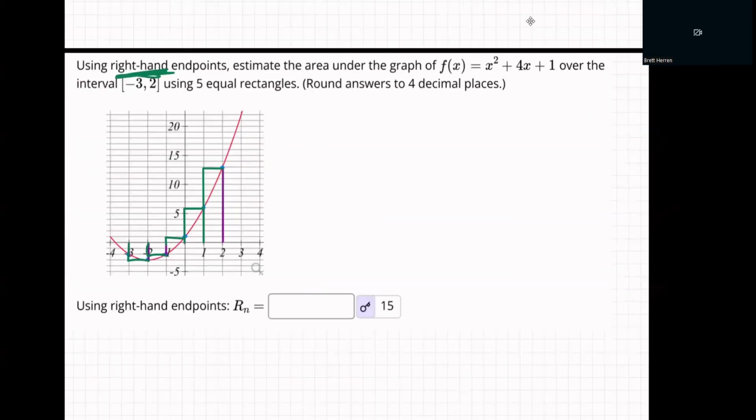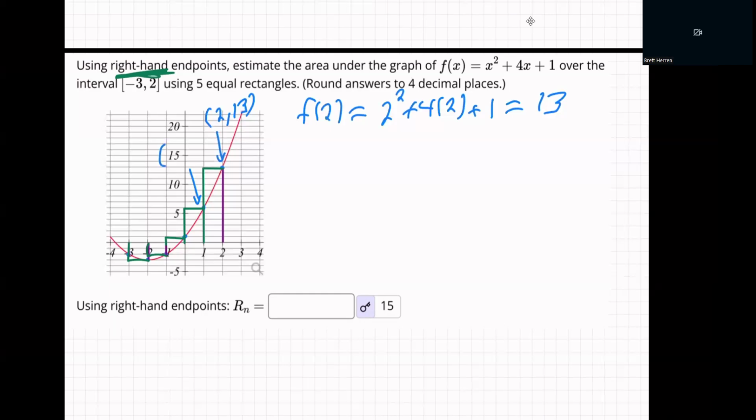To do that, we've got to find the coordinates of the points. That's what we really need. So let's do those one at a time. I've got to find the coordinates of this point right there. That's over 2. So I'm going to plug in 2, f of 2. 2 squared plus 4 times 2 plus 1. That's 4 plus 8, 12, 13. So that's over 2, up 13.